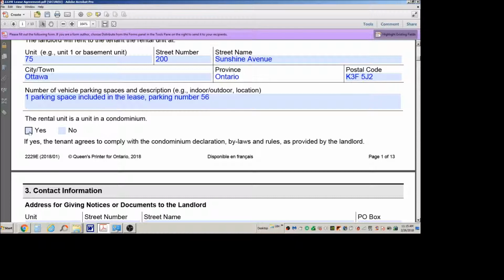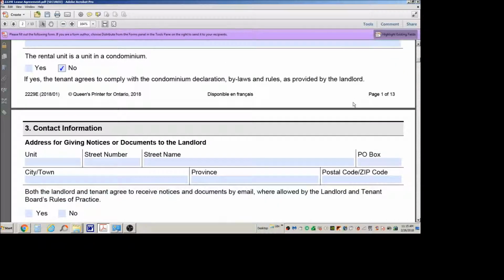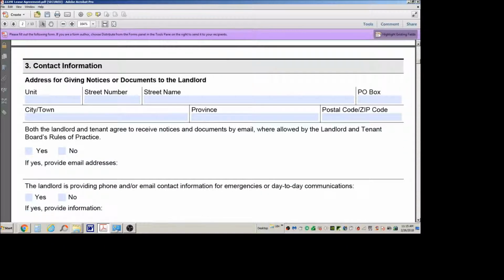The rental unit is a unit in a condominium. Obviously, that depends. If you have a condominium, it's going to be condominium. For the purposes of this training tutorial, I'm going to say no. This is important. There's going to be a separate schedule, which is called the condominium declaration, bylaws, and rules, which the landlord can provide to the tenant, and the tenant can read. You can actually make the tenant initial that they did read it, and that should be sufficient.